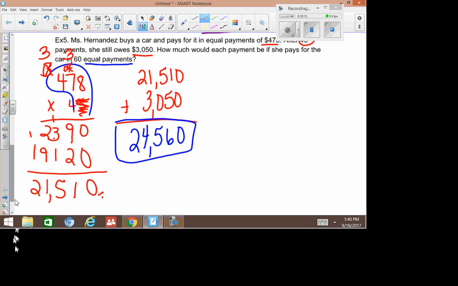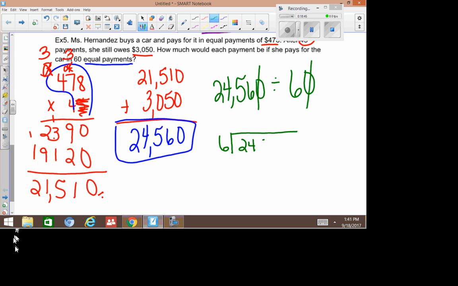So now we have 24,560, and I'm going to divide it by those 60 months. I'm going to break it apart so I can make 60 equal payments. What do you notice about both of those numbers? What do they end in? 0. So what do I get to do there? Cut them off. So now, instead of being freaked out and dividing by 60, I can just divide by the 6, right?